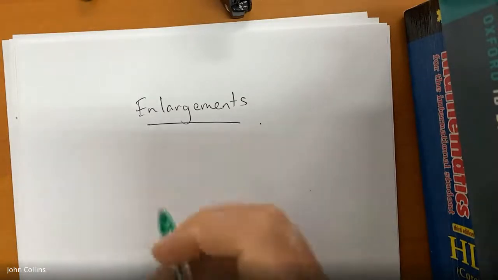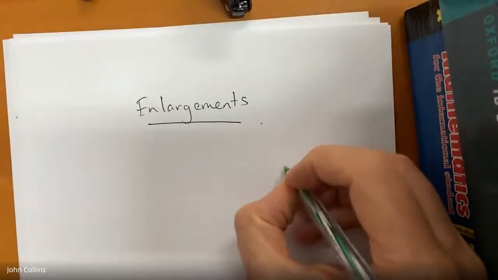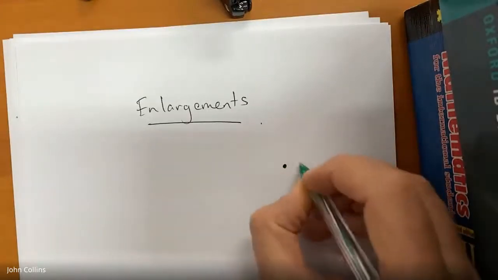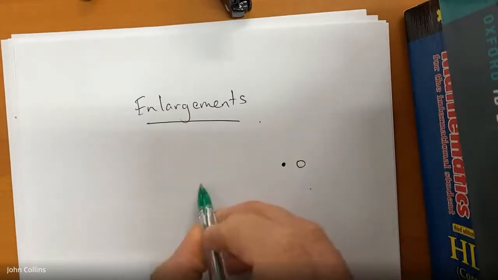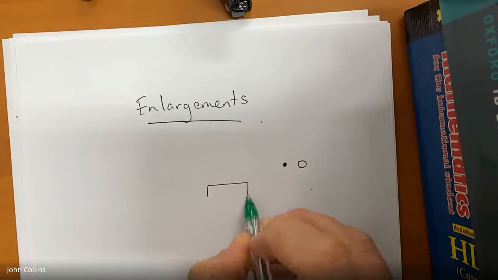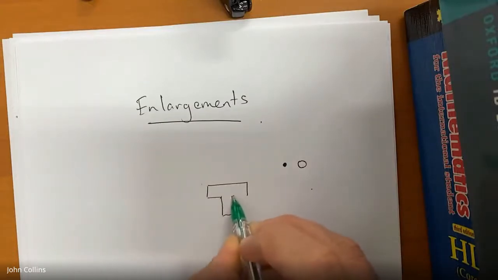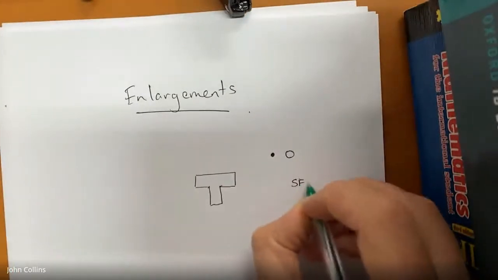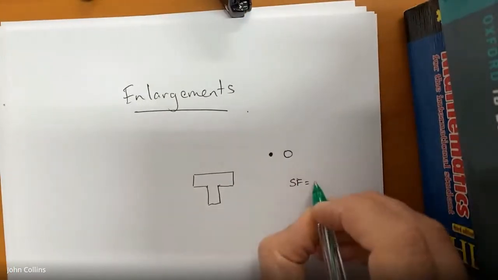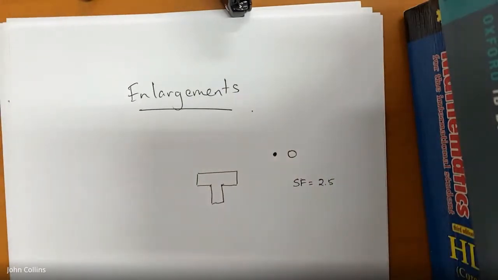Now, I'll do an example that's not in the book, so not in the questions. It'll have a center of enlargement at O, and we can draw a random shape, T, here. And then we have SF written here, and let's say SF is 2.5.